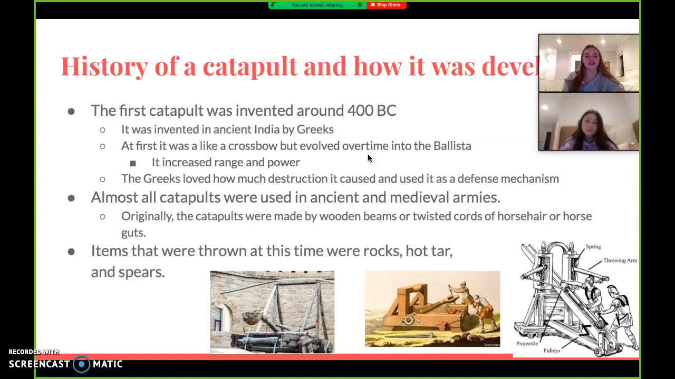They would throw rocks at their enemies to injure them and keep them away, because it was a way of defending themselves and maybe their empires. Hot tar would also injure them, and same thing with spears. It was just another way to throw spears instead of using crossbows.